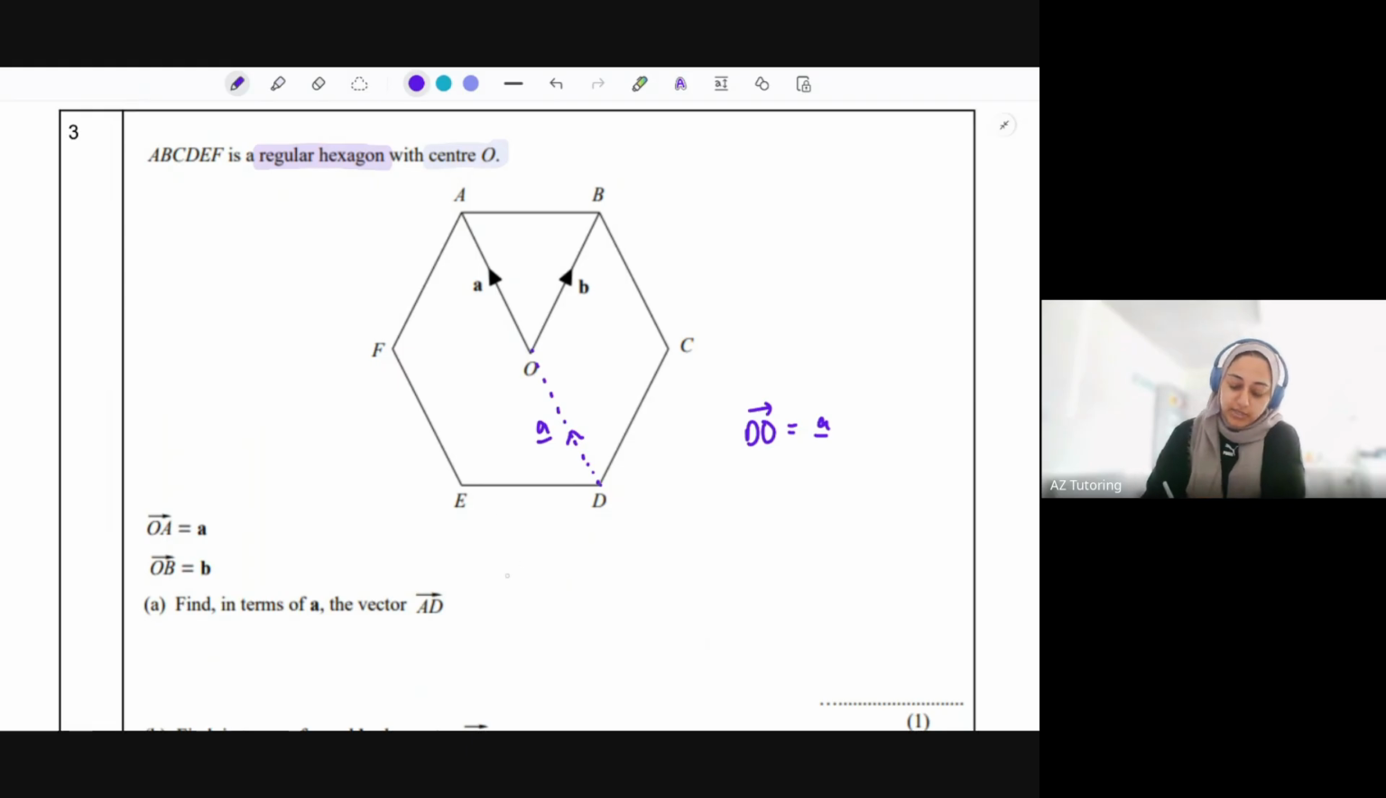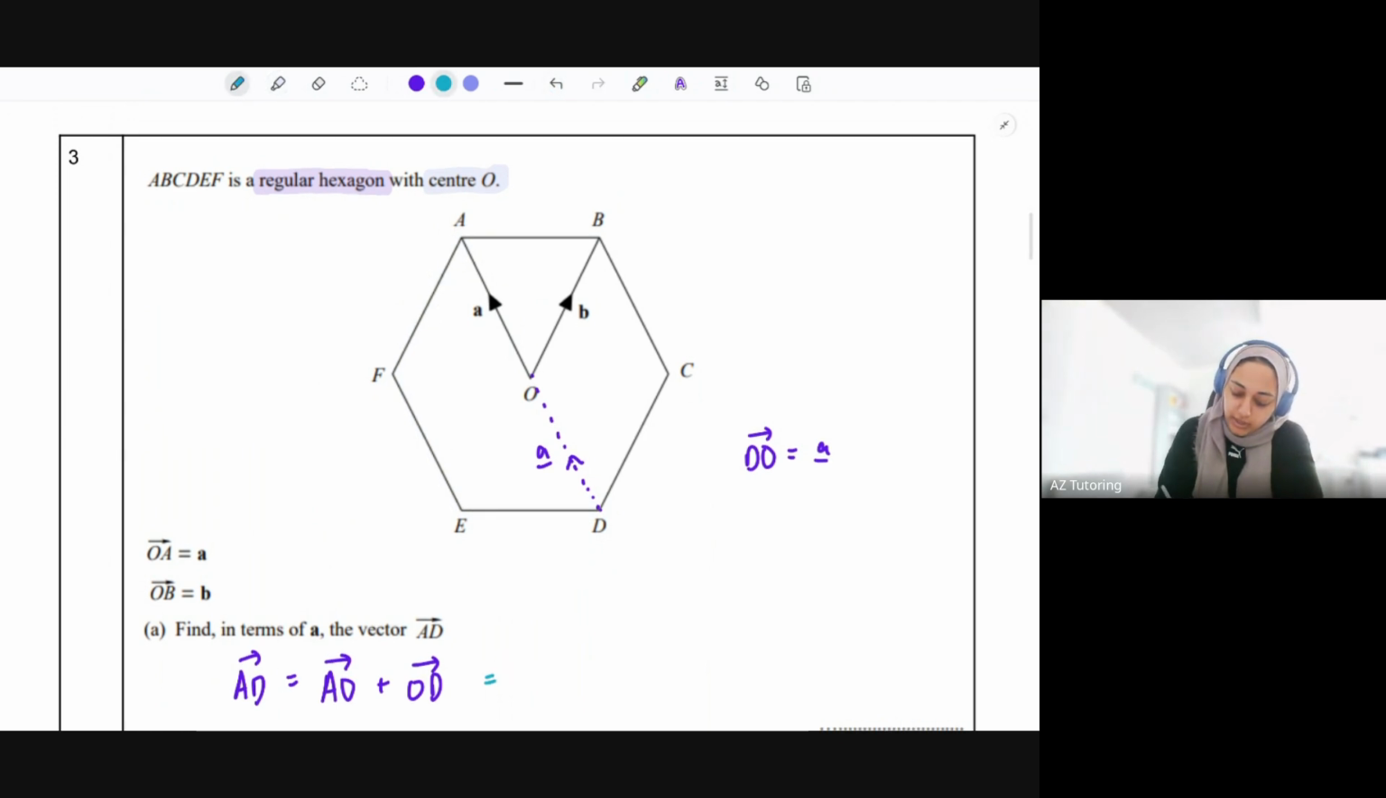And to get from A to D, so I can put it here, I'm going to go AO first. Let's put that down. I'm going to go A to O first, and then I'm going to go O to D. It doesn't matter which path you take, by the way. So say, for example, if I took this path to get there as well, I would still get the same answer.